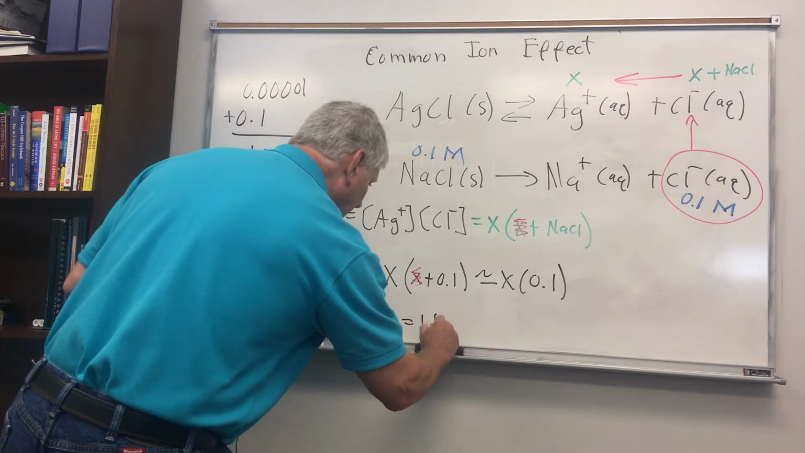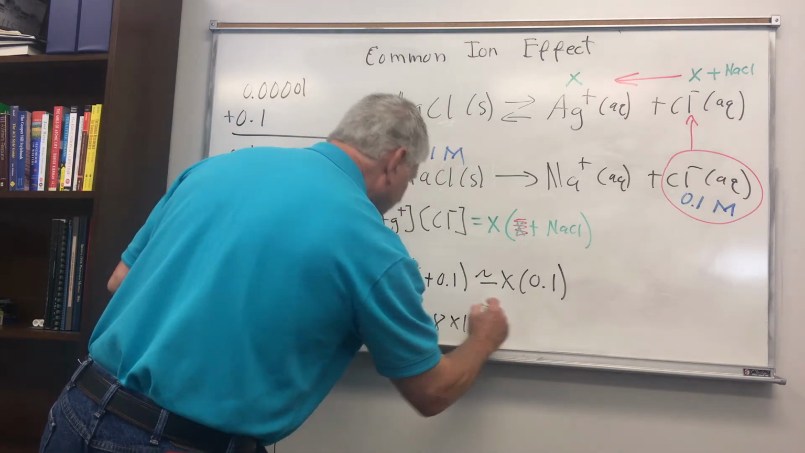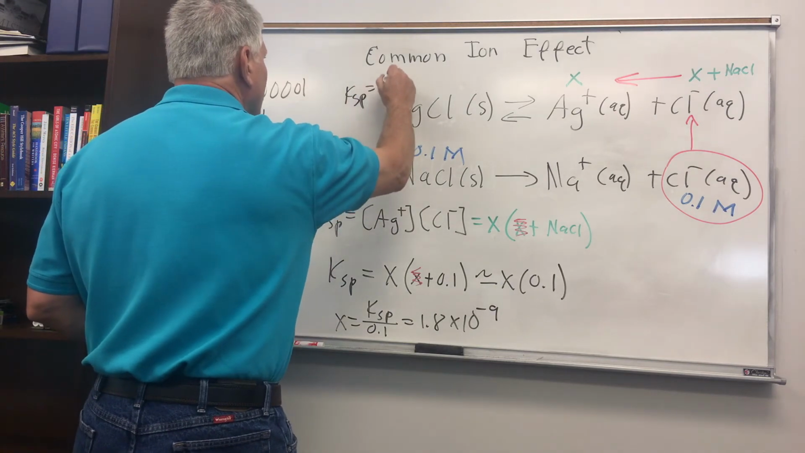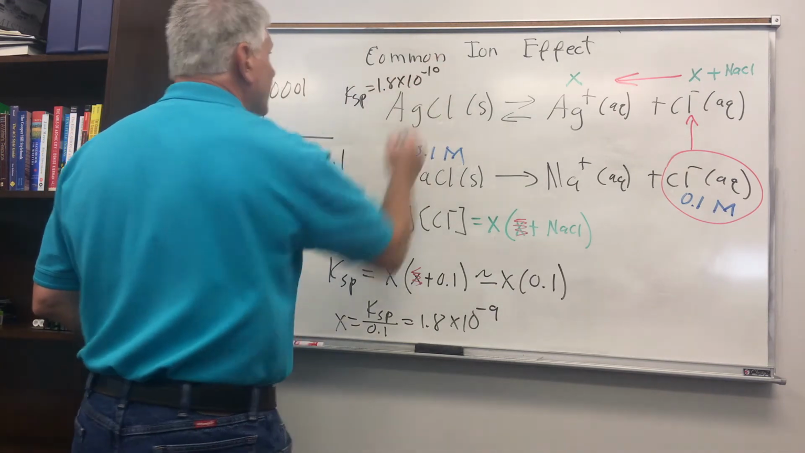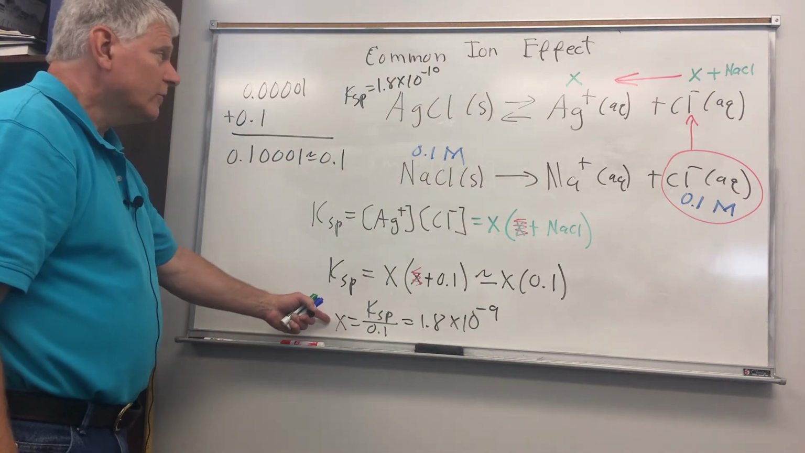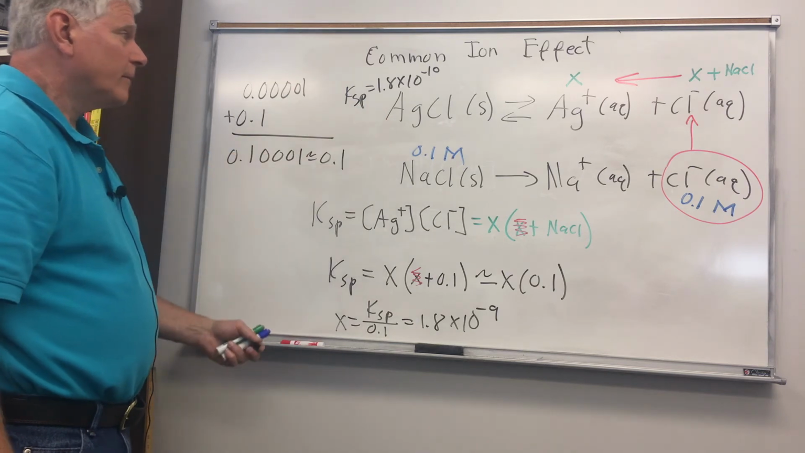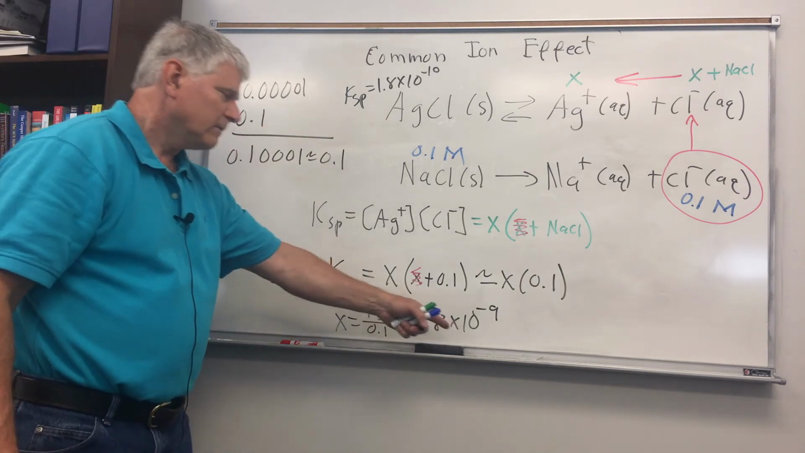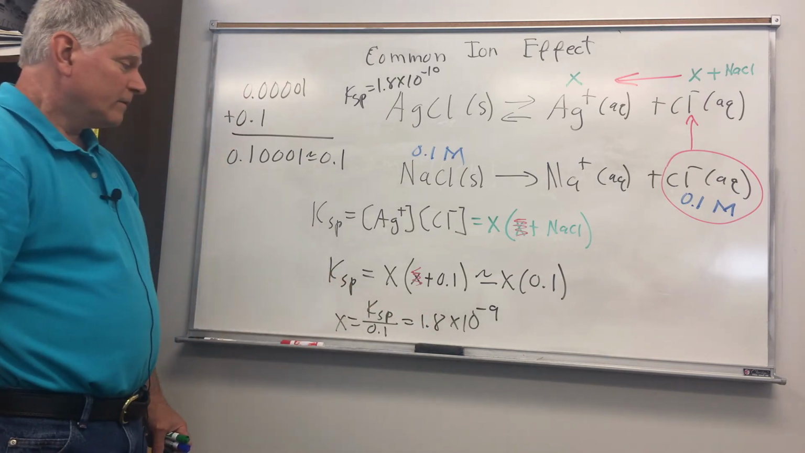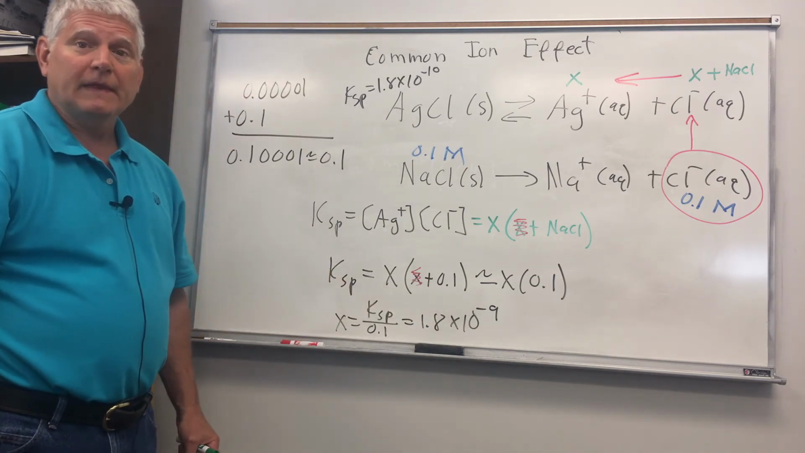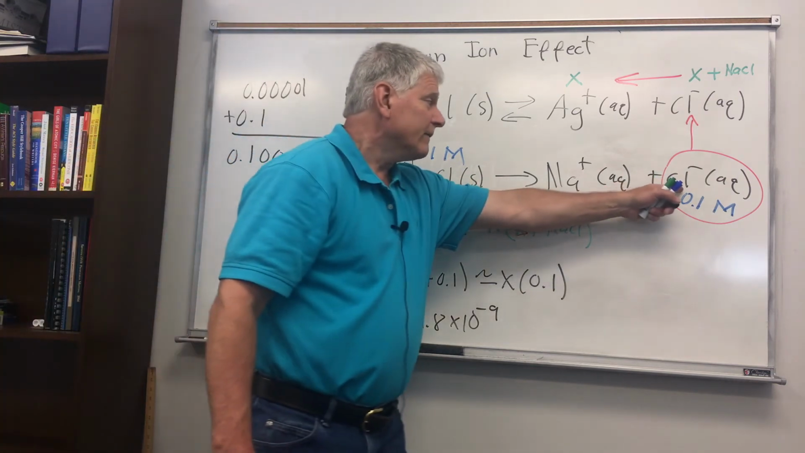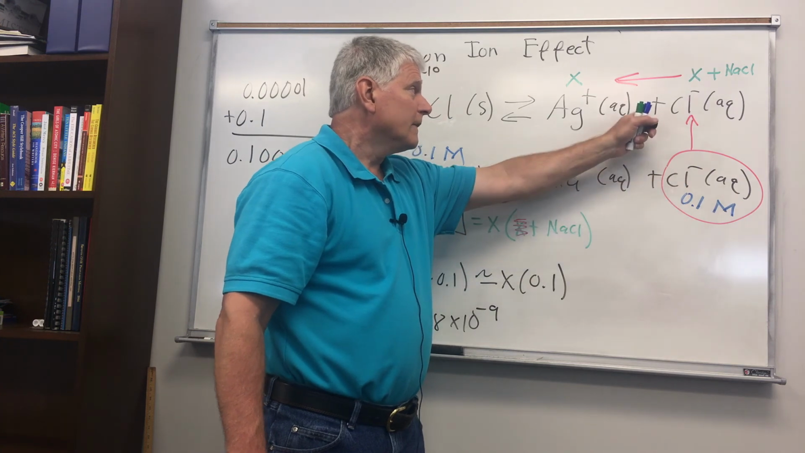So this is 1.8 times 10 to the minus 9th. And KSP, remember, is 1.8 times 10 to the minus 10th for silver chloride. So now you can see that the dissolution is greatly suppressed, because in pure water it was 3 times 10 to the minus 5th. Now it's about 2 times 10 to the minus 9th. That's a factor of 10,000 less, due to the fact that we have a common ion from this equilibrium.